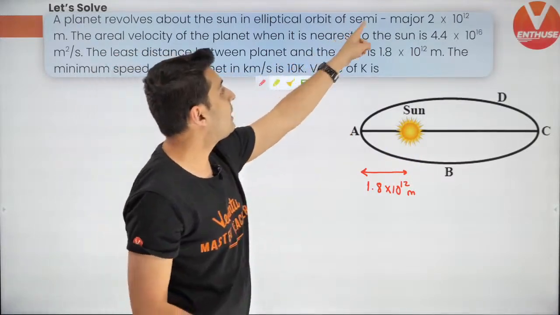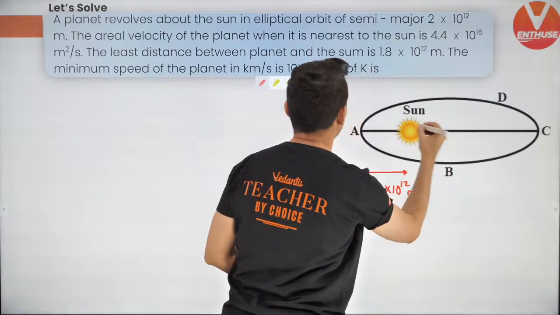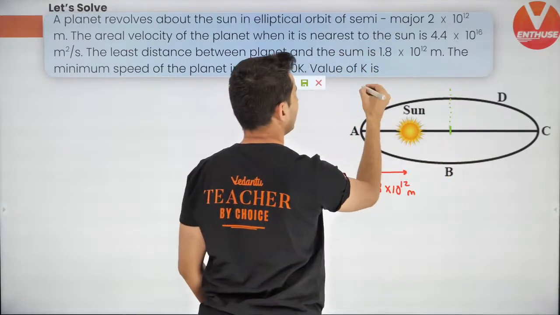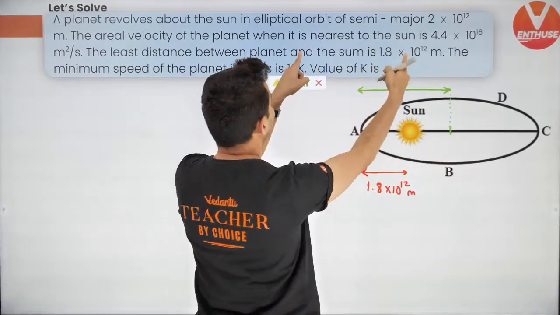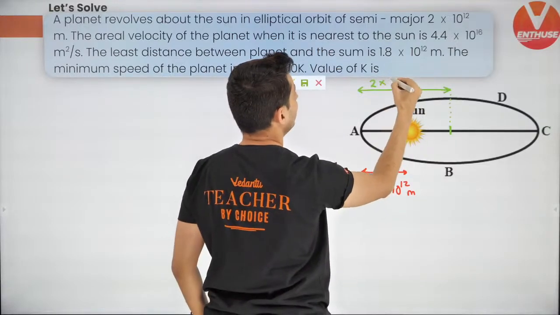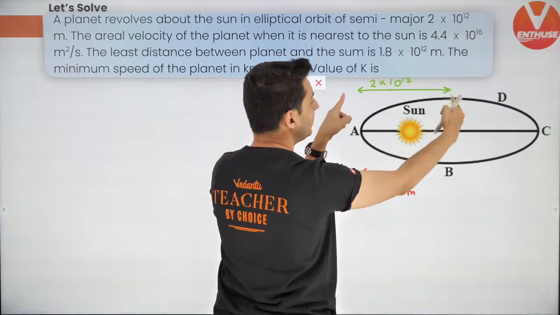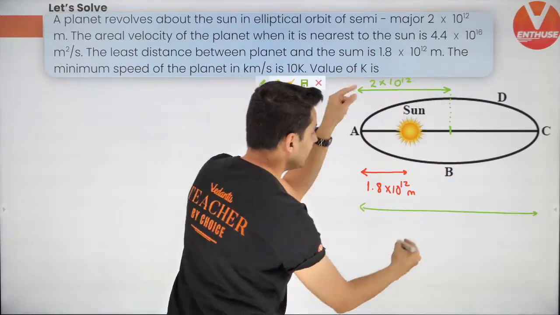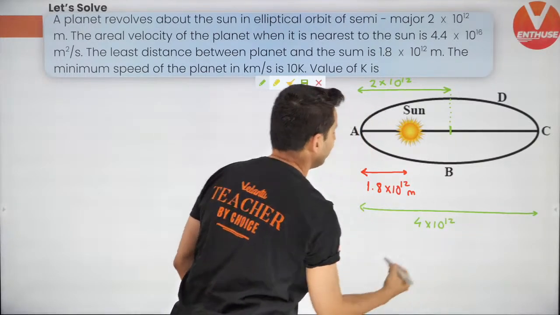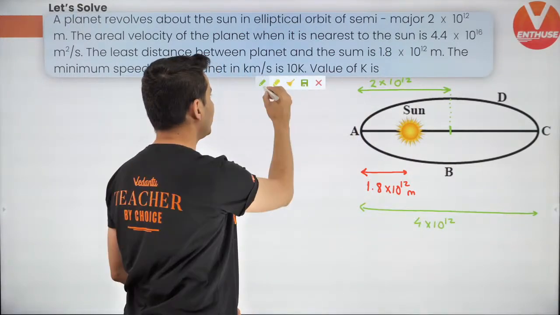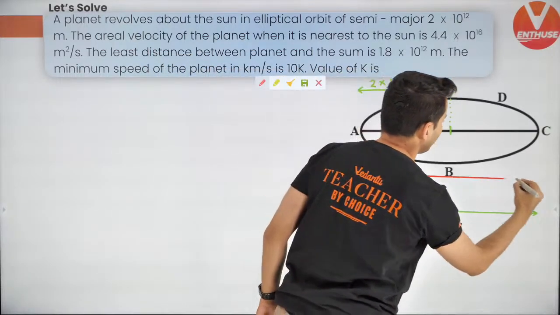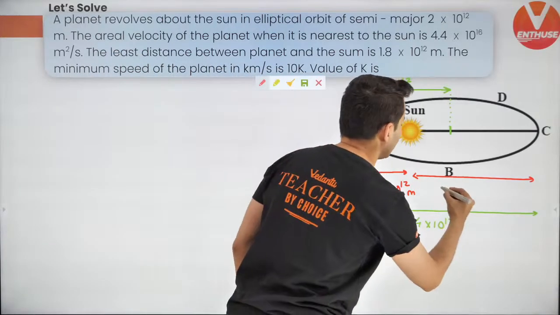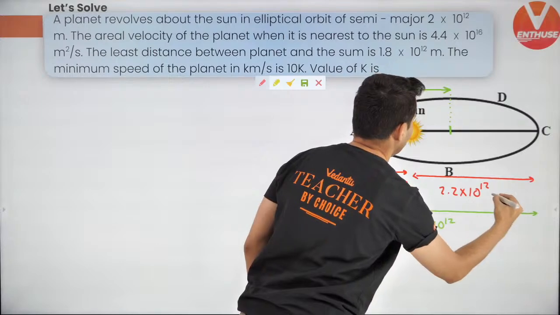They have also given the semi-major length. Semi-major length means, think about it, from here to here. This length is given to be 2 into 10⁻12. So if this is 2 into 10⁻12, this whole length will be 4 into 10⁻12. Now if this whole length is 4 into 10⁻12, then the distance from the sun to this point will be 4 minus 1.8. I hope that makes sense. So that is going to be nothing but 2.2 into 10⁻12 meters.